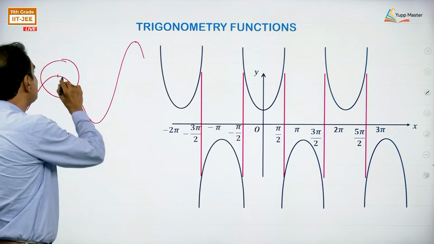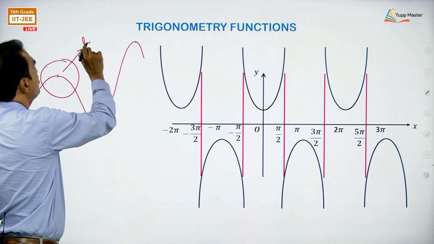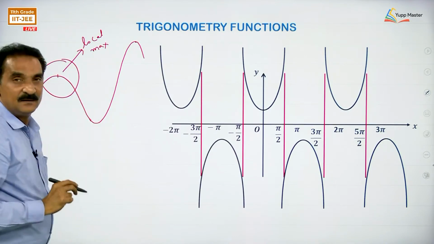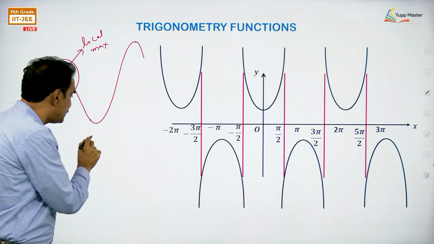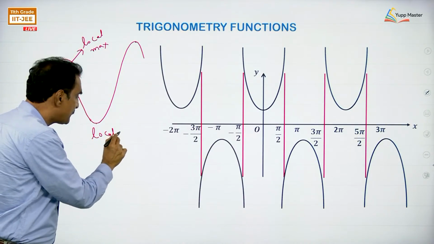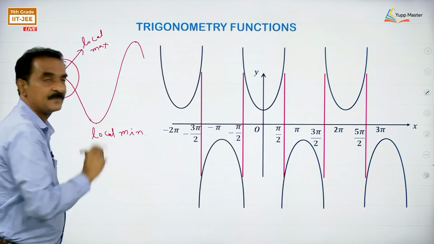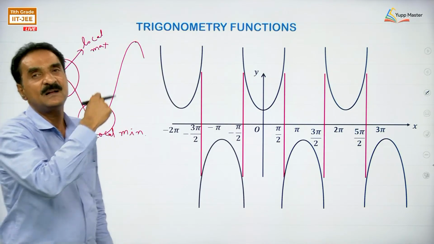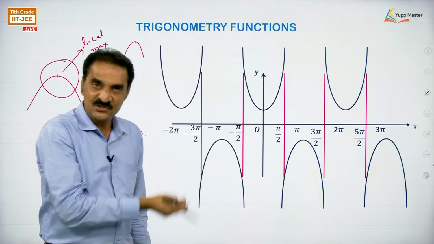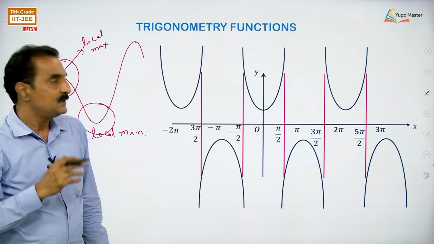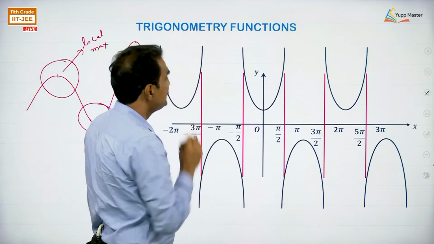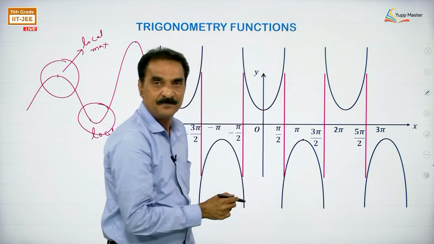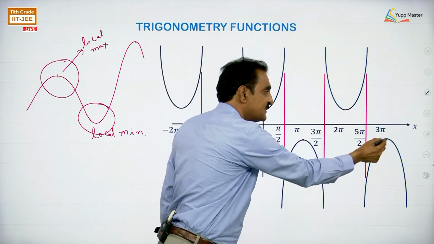This kind of maximum is called local maximum. And this kind of minimum is called local minimum. That means in this locality it is minimum. It does not matter whether it is the least value of the function or not. So, here in secant x you can observe that this is a minimum point, this is a maximum point. This is also a minimum point, this is a maximum point.